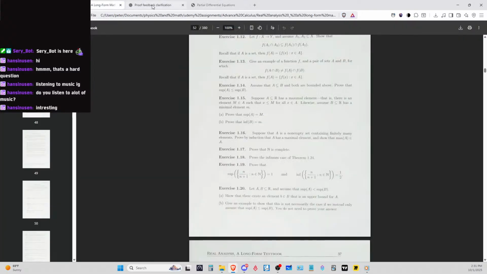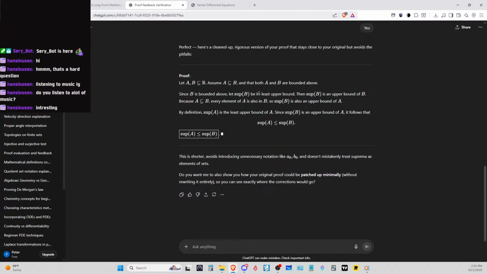So let's see. In this one, they basically said that the supremum of B is an upper bound of B, and because every element of A is also in B, the supremum of B is also an upper bound of A. And by definition, the supremum of A is the least upper bound of A, so since the supremum of B is an upper bound of A, the supremum of A is less than or equal to it.